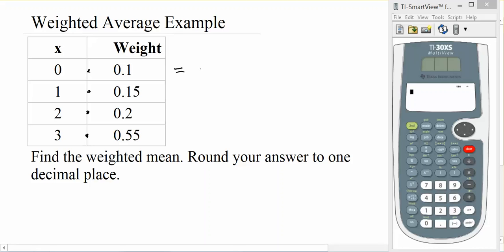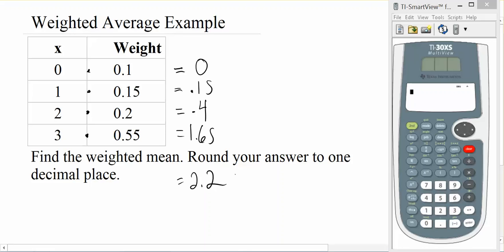So in this case here, 0 times anything is 0, 1 times 0.15 is 0.15, 2 times 0.2 is 0.4, and then 3 times 0.55 is going to get us 1.65. And if we add together all of those values, I'm using the calculator on the side here, we'd get 2.2.